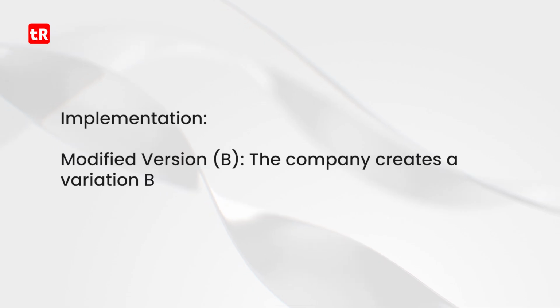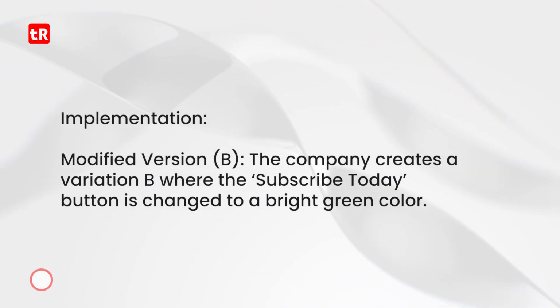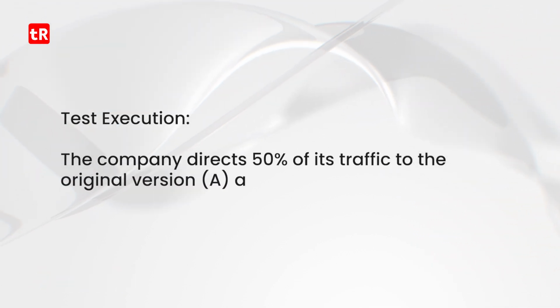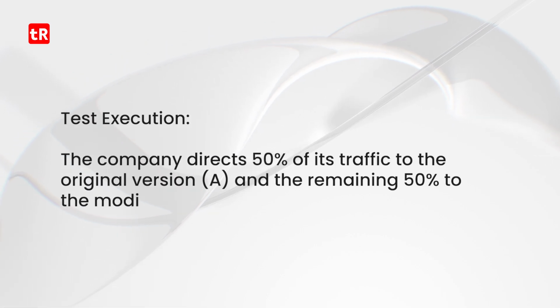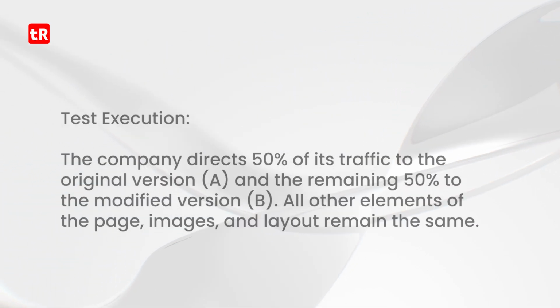The modified B version, the company creates a variation where the Subscribe Today button is changed to a bright green color. Test execution. The company directs 50% of its traffic to the original version, version A, and the remaining 50% to modified version B. All other elements of the page, images, and layout remain the same.